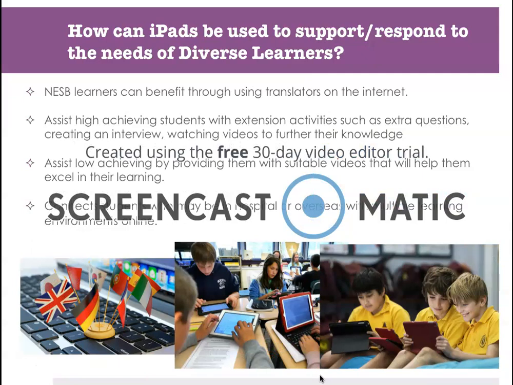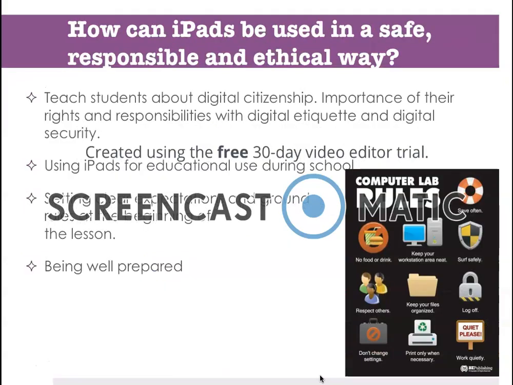iPads can also provide help to non-English speaking background students, as well as students who need extension activities or those who need extra help with the use of videos or extra online activities. So iPads can be used safely in a number of different ways.